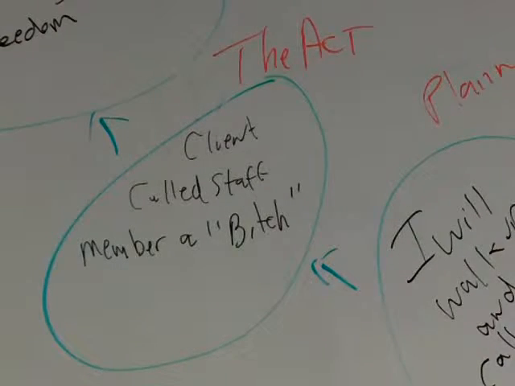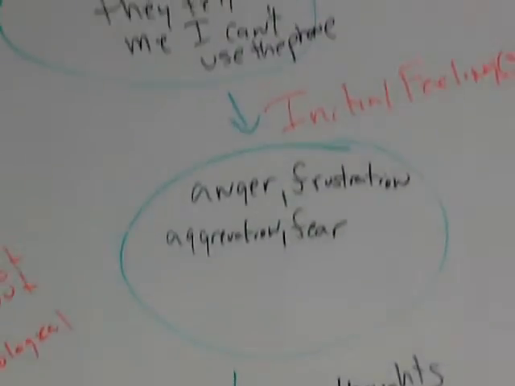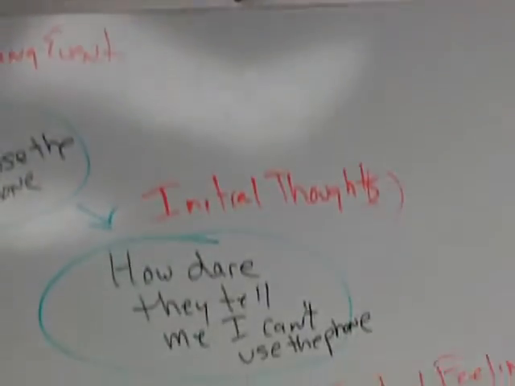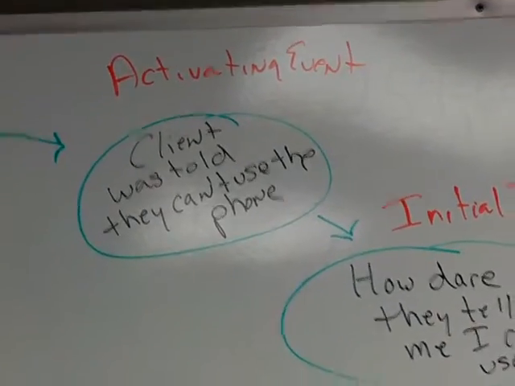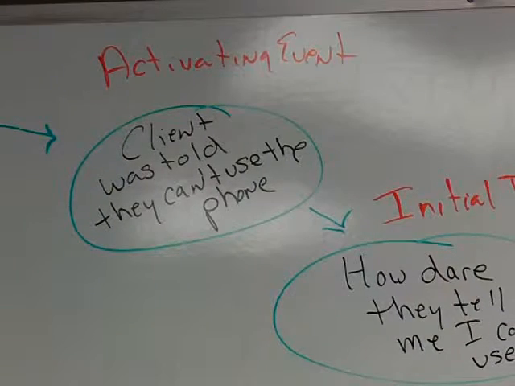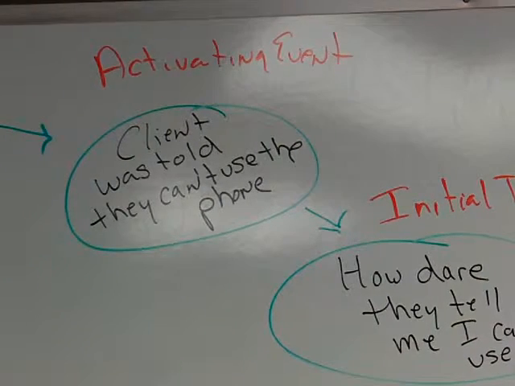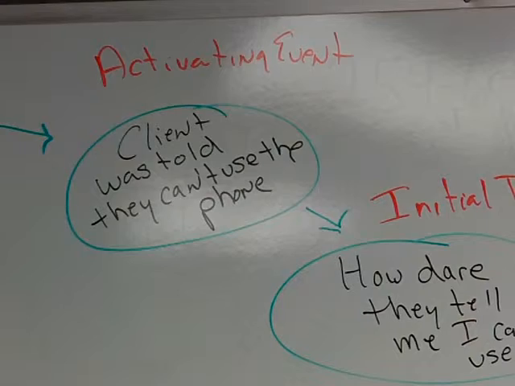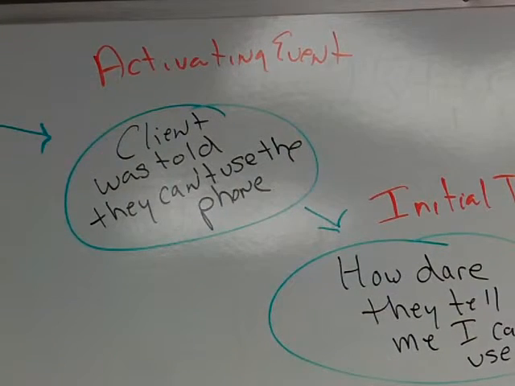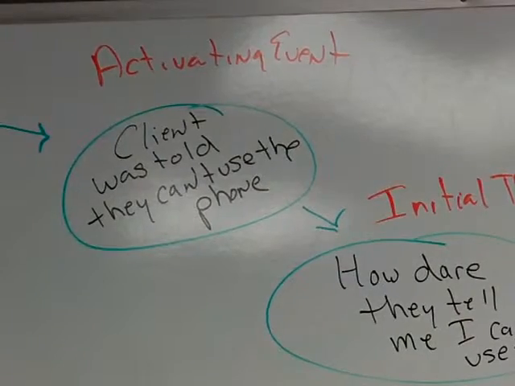Okay, the very next thing, and I'm going to turn the camera here, and hopefully we'll get focused in on it pretty quick, is you want to go to the activating event. Okay? So this is the event that actually starts the whole process off that leads to the person engaging in the negative behavior. So the activating event in this case was the client was told that they could not use the phone. Okay, so this is what got the thinking process started.